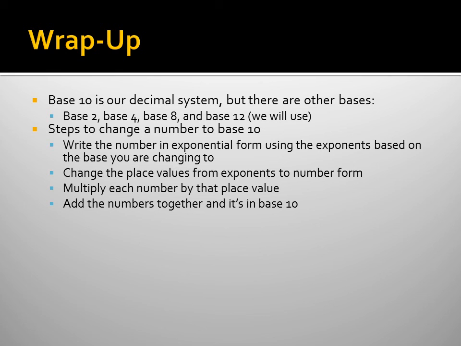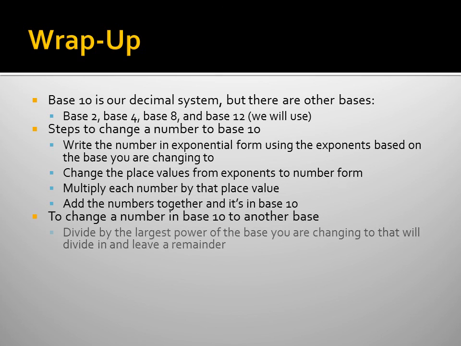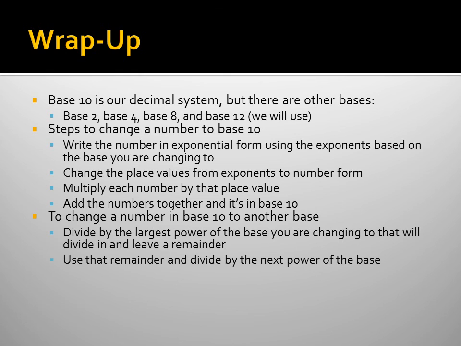We learned that to change a number in base 10 to another base, first divide by the largest power of the base you are changing to. That will divide in and leave a remainder. So if you're changing to base 4, you want to start with 4 to the third power, which is 64, and divide that in. Then use the remainder that you get from that division and divide that by the next power of the base. And it's important that you understand that the remainder is not the decimal portion when you do the division. When you do the division and you get a decimal, the decimal is not the remainder.